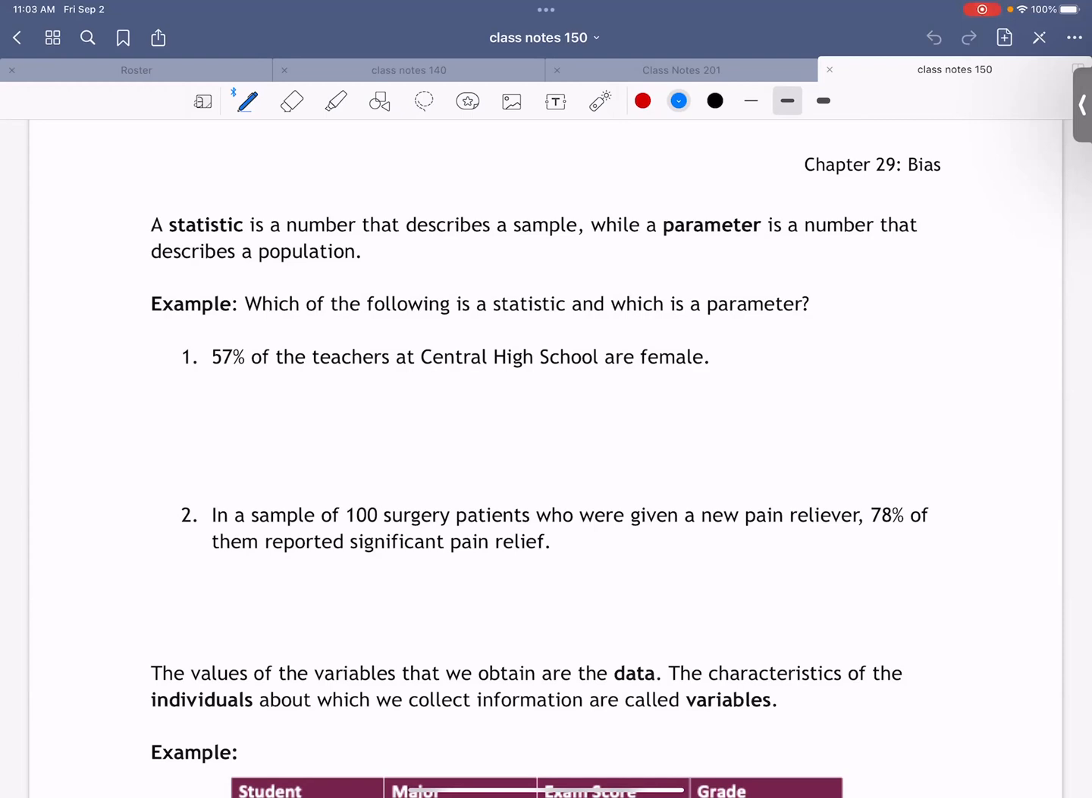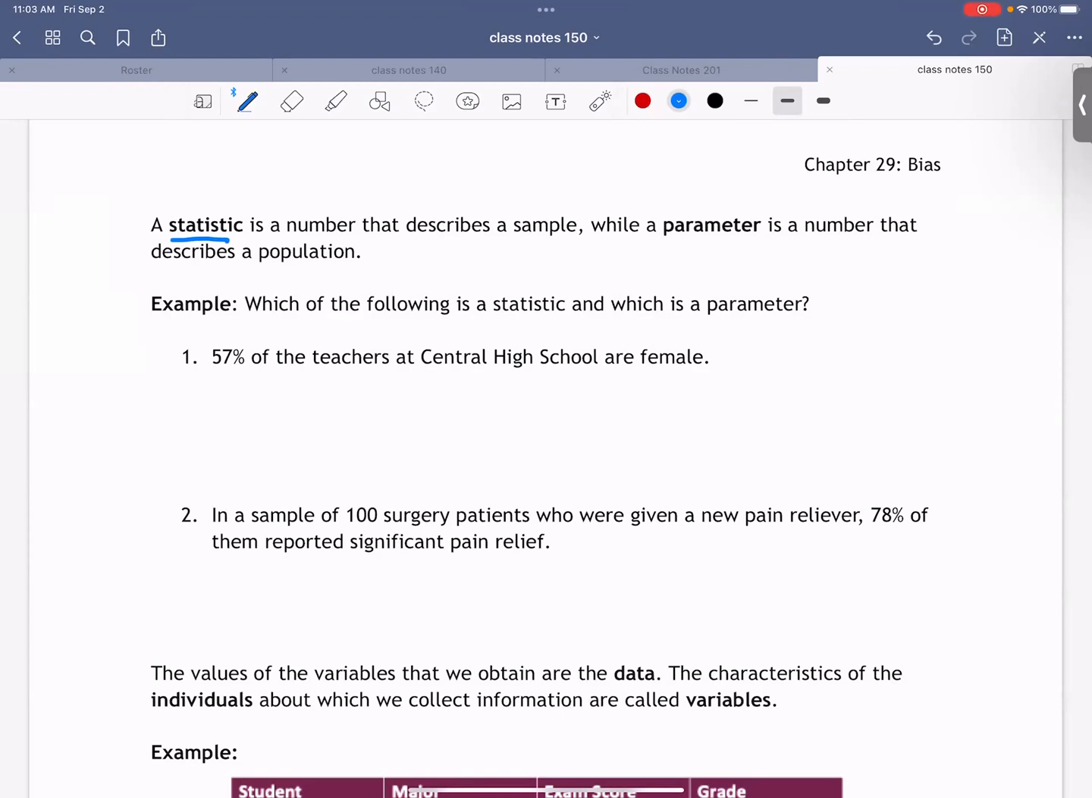Now, when we talk about populations and we talk about samples, we're going to be doing a lot of things with numbers. This is a math class, by the way. And yes, we are going to use numbers to describe things. Now, sometimes the numbers will describe the whole thing, the population that we're interested in. And then other times the number is going to describe the sample, the small thing that we're taking information from. So we have words for those numbers.